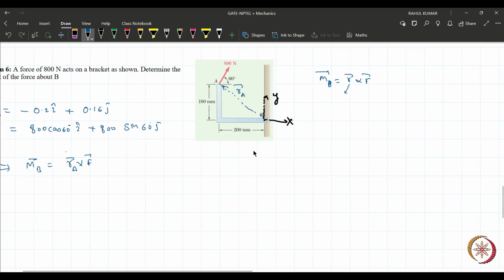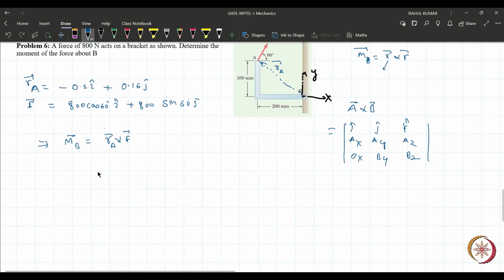Do you know how you will determine the A cross B vector by using the matrix? You all know that, right? Yes, sir. So definitely I, J, and K. Here ax means the X component of R, that is minus 0.2. Y component of R, 0.16. And there is no Z component, so 0. Now here is 800 cos 60 degree, here is 800 sine 60 degree and 0.